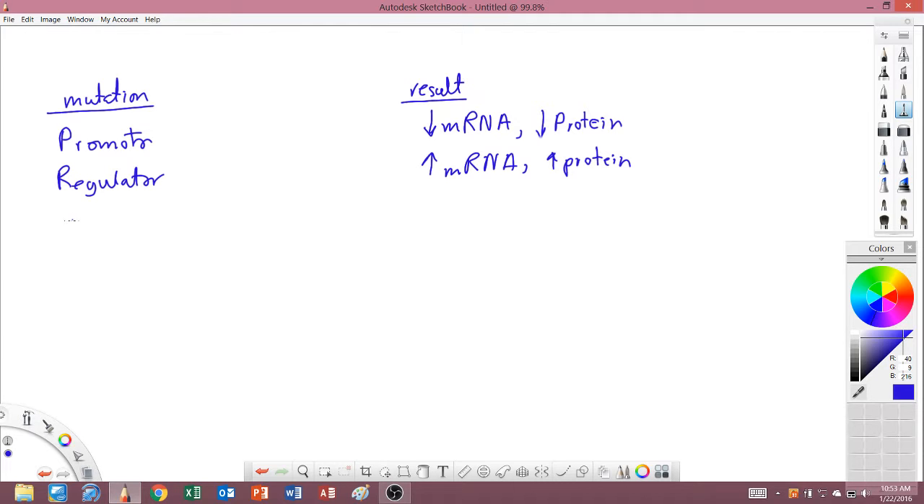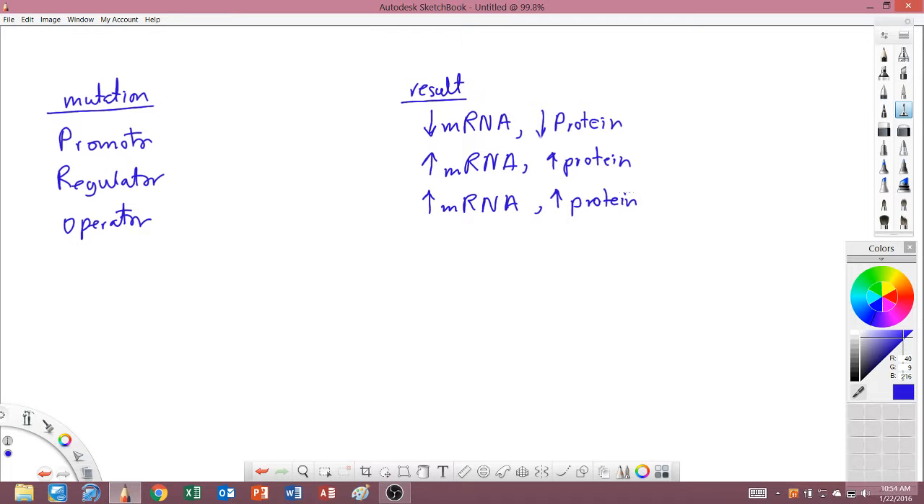How about if you have mutation in the operator? The operator sequence is changed. Repressor can't bind. So what happens to transcription? Increase. And protein synthesis will increase as well. And when I say protein synthesis, that does not mean all proteins, that specific protein. Okay? Because each gene has its own operator, its own promoter, its own regulator. One promoter is not dependent on the other promoter. Promoter for insulin has nothing to do with promoter for glucagon. They're independent. Okay?